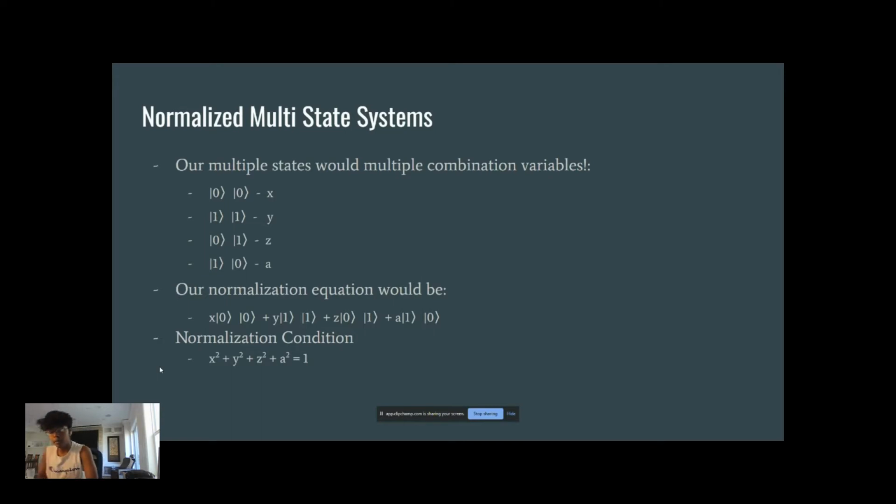If we remember, in the normalization of qubits we associated our states with certain linear combination variables. So here our multiple states would have multiple combination variables. Let's say we assign 00 for x, 11 for y, 01 for z, and 10 for a. Now our normalization equation would be x of 00 plus y of 11 plus z of 01 plus a of 10. Our normalization condition should always be equal to 1, even if there's an infinite amount of states. So that would be x squared plus y squared plus z squared plus a squared equals 1.